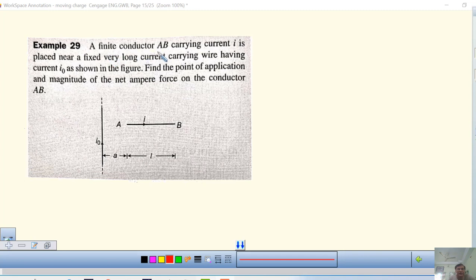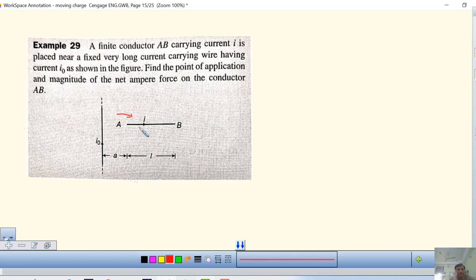A finite conductor AB carrying current I is placed near a fixed very long current carrying wire having current I0 as shown in the figure. Find the point of application and the magnitude of the net ampere force on the conductor. So force will act here, and it is different at different places, so we have to find where its center will be. And second thing, what is the magnitude?